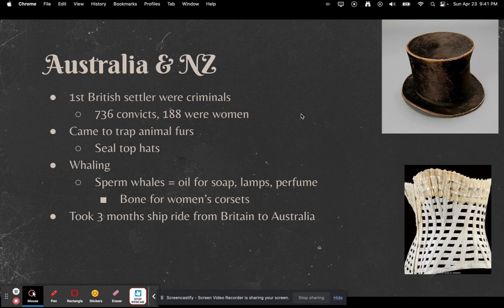All right. So, why did these people come? What did they want in Australia and New Zealand besides gold? They also came to trap animal furs, especially seals, to make top hats, like you can see up here. And also whaling. Sperm whales had many different uses, including oils for soaps, lamps, and perfume. Their bones were very bendable, so they would make women's corsets out of them. And it took about 3 months to get from England to Australia.